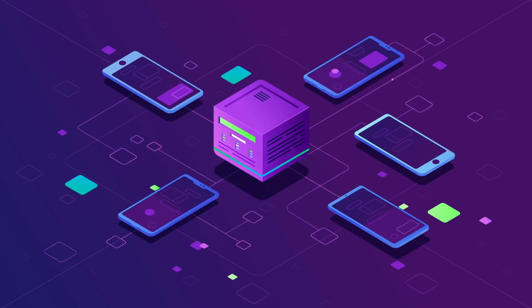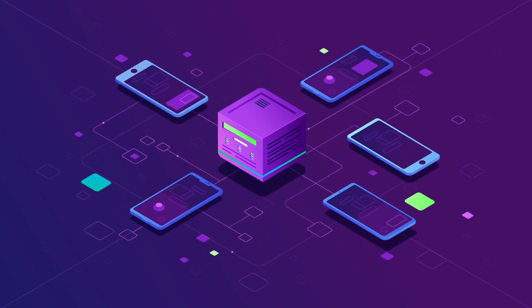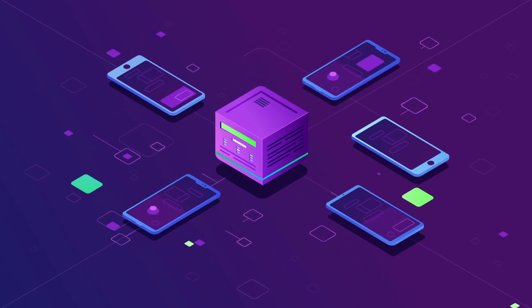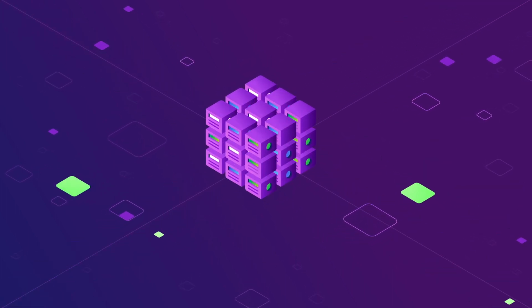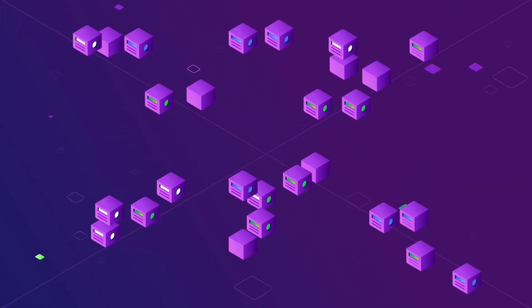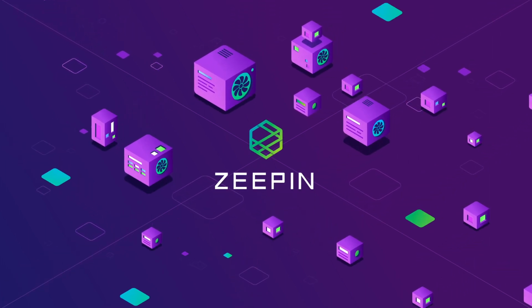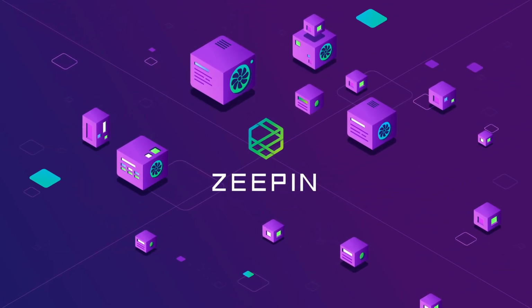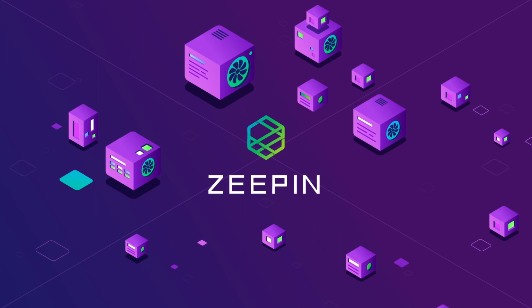Decentralized apps store data in a cloud just as other apps do. But dApps need a decentralized server to comply with the blockchain principles. Zeepin introduces GalaCloud, a disruptive encrypted data storage system for dApps and businesses.